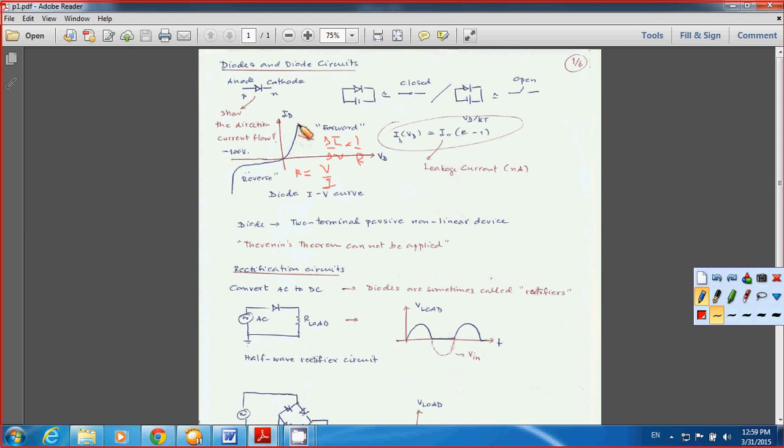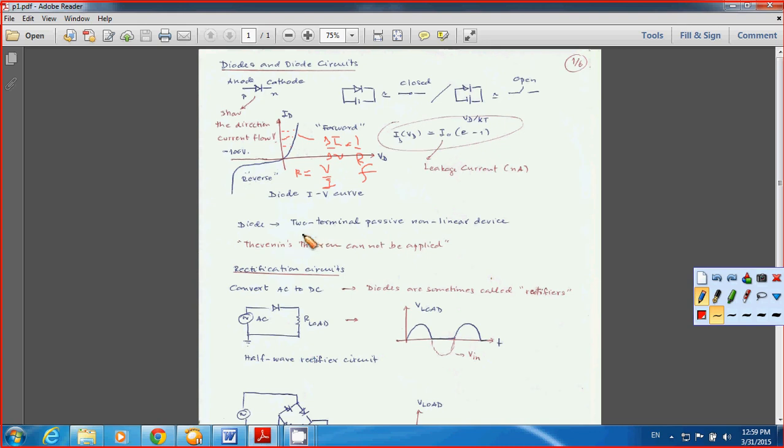So you see you don't have a constant slope, because this is not a straight line. At a different ID, you will have a different slope or different resistance of the diode, or that's what we call our forward. So this is one of the interesting characteristics of the diode.